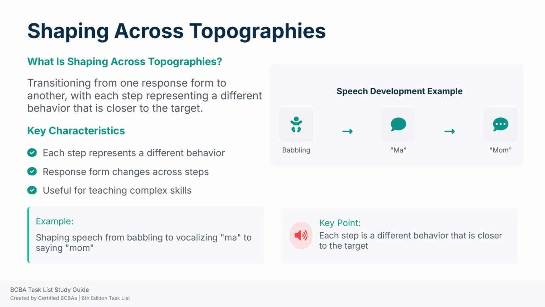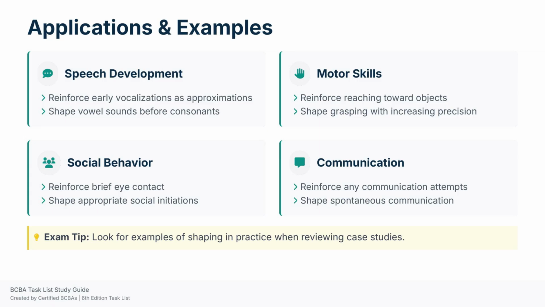Shaping across topographies is different because the actual form of the response changes across steps. Each approximation is a different behavior, but each one is still closer to the final target. For example, a learner may move from babbling to saying "ma" and eventually to saying "mom." Those are not just better versions of one exact same response. They are distinct response forms that progressively approach the goal. This type of shaping is especially helpful when the learner does not yet have a recognizable version of the target behavior. Shaping appears in many practical ABA settings.